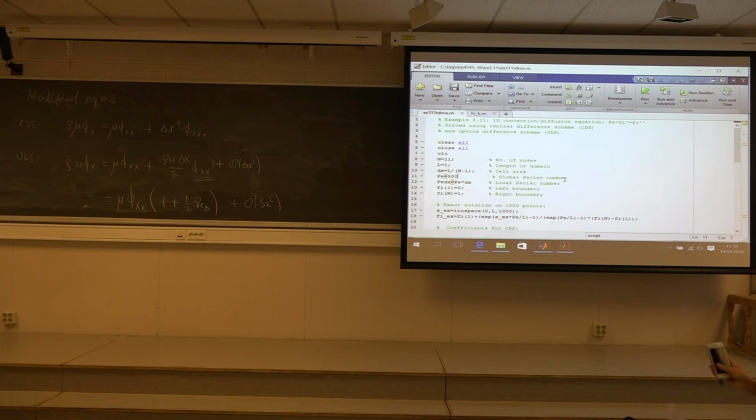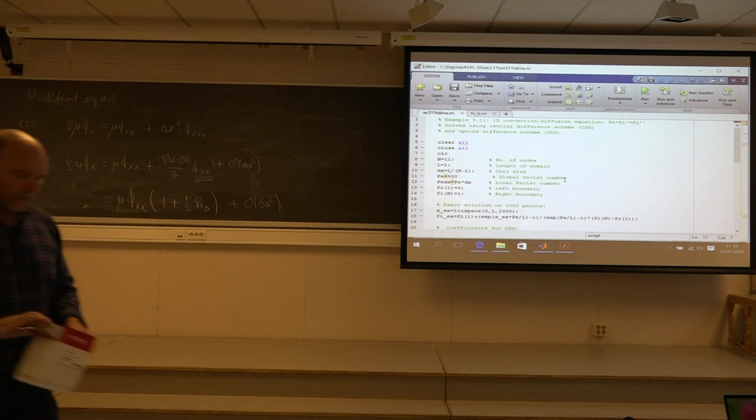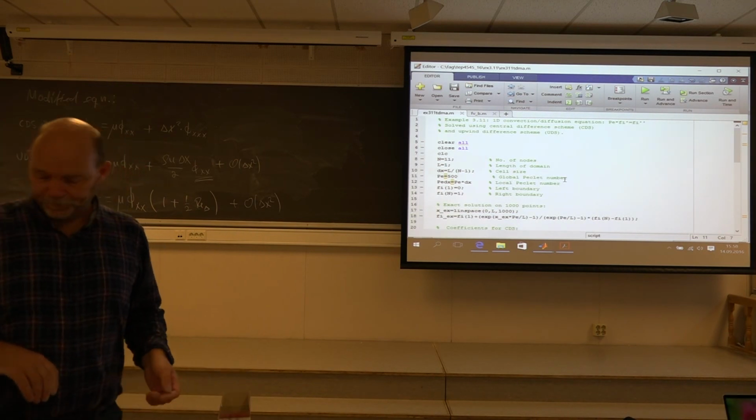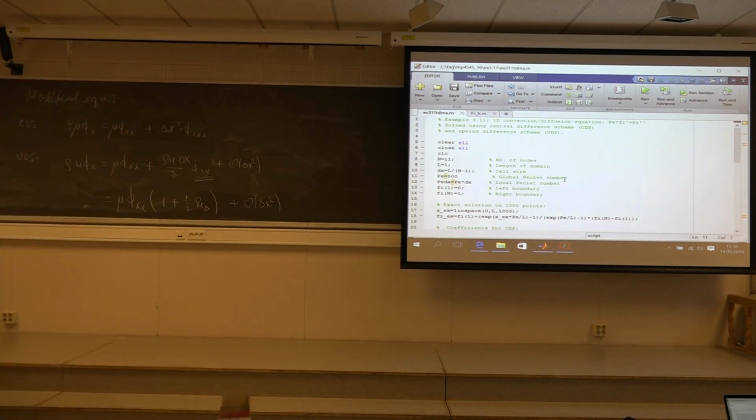Okay, if you want to try to test your computer by running Linux, you have some USBs here that you can test it with. Okay, then I stop the camera here.